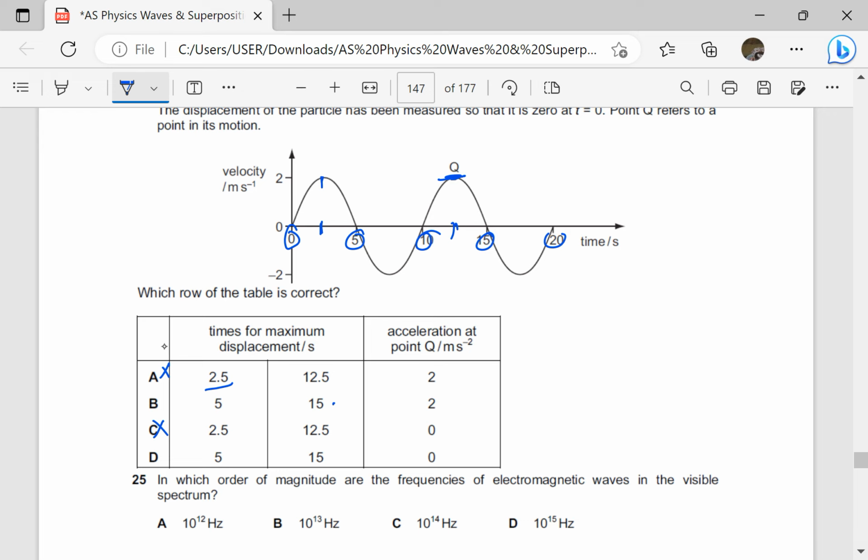Then let's check the acceleration. At Q, velocity is maximum. When velocity is maximum, the acceleration is 0. So I'm saying at Q, v is maximum, and when v is maximum, then a is 0. Acceleration is 0. So the answer is going to be D.